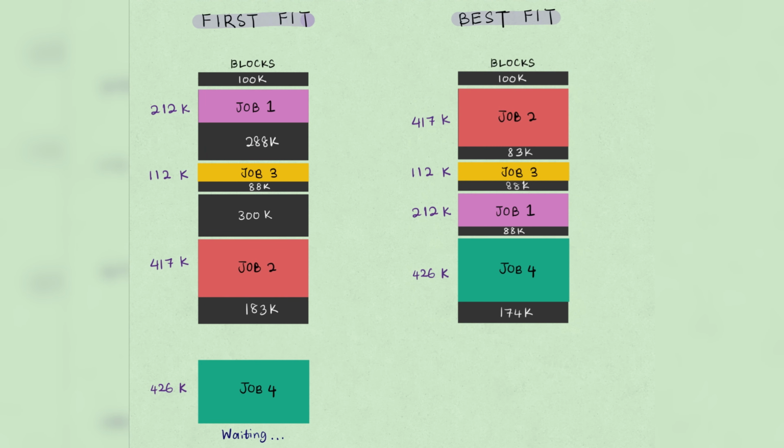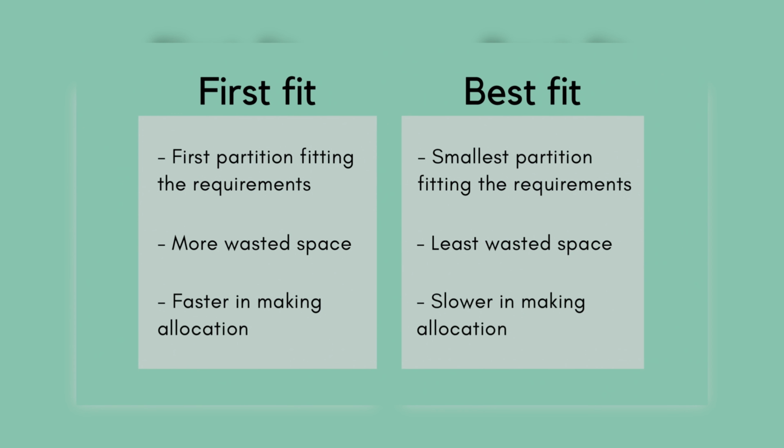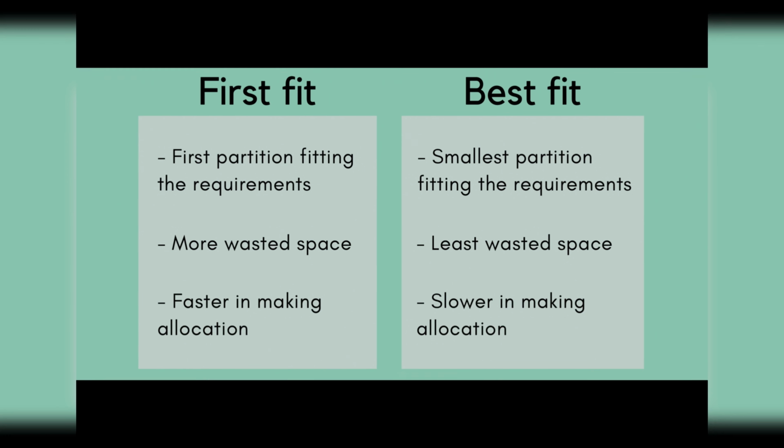Now, let's look at the analogy between these two algorithms. For the first fit, the first partition fitting the requirements, while for the best fit, smallest partition fitting the requirements. Next, the first fit algorithm will have more wasted space, while for the best fit algorithm, there will be less wasted space. Lastly, first fit algorithm is faster in making allocation, while best fit is a little bit slower.